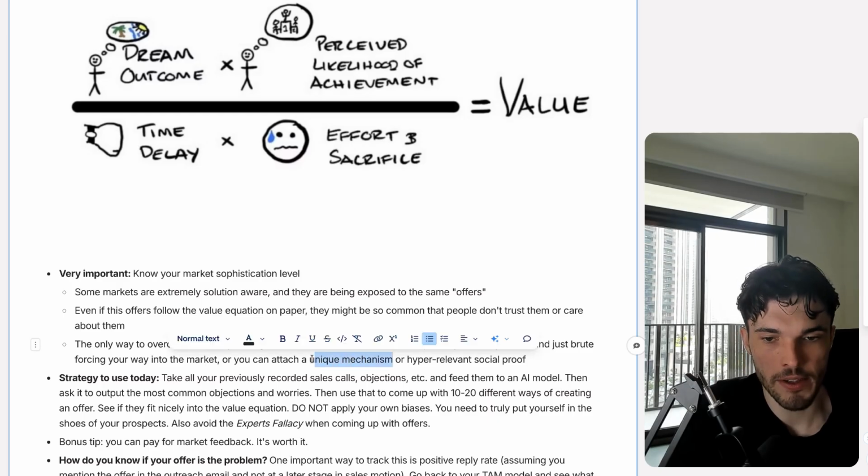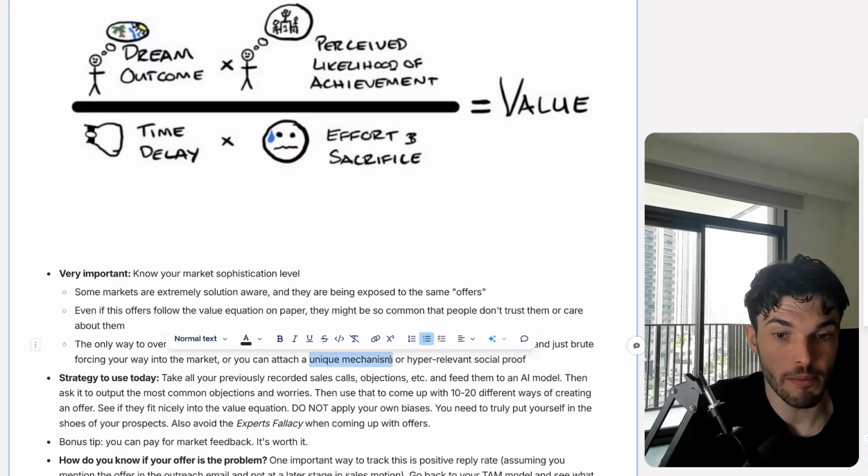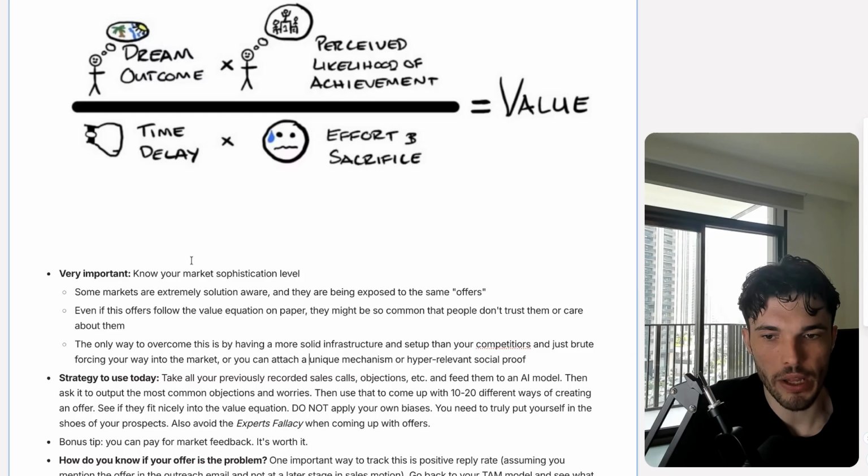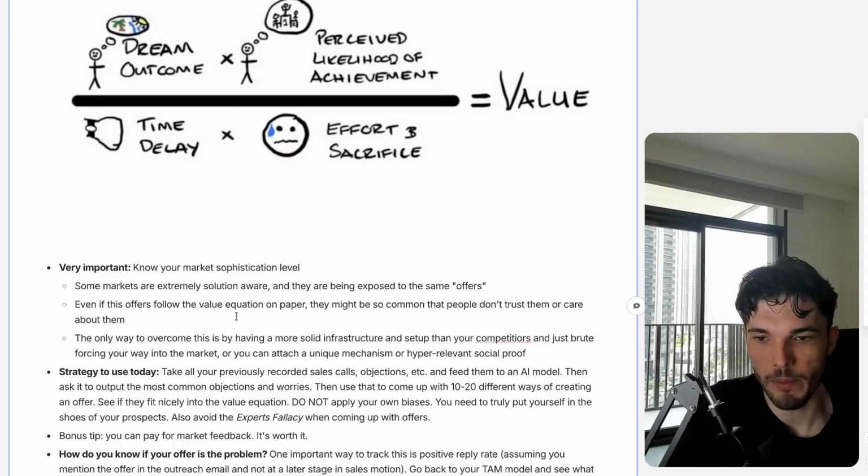Unique mechanism as well, right? This is always something that if you can mention something that you do differently in terms of how you perform the service, that can also break through some of this saturation that might be out there.